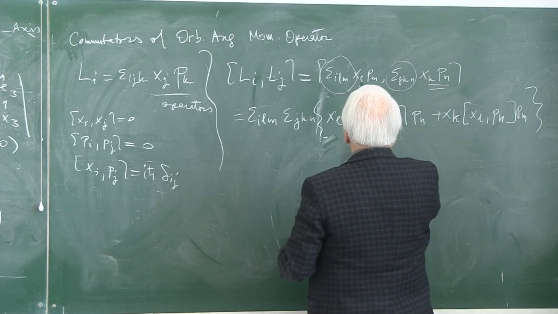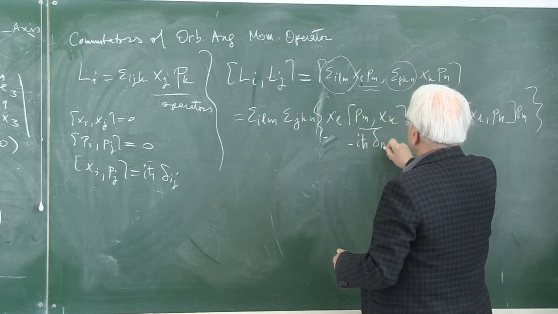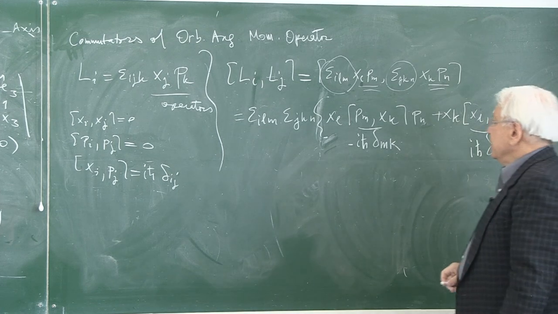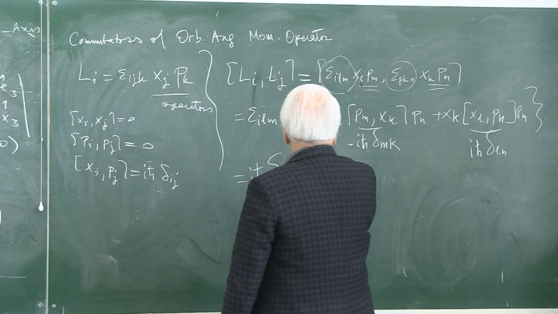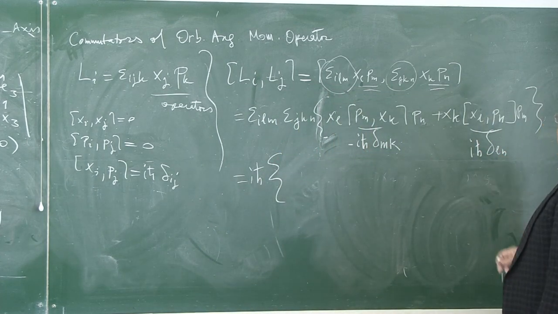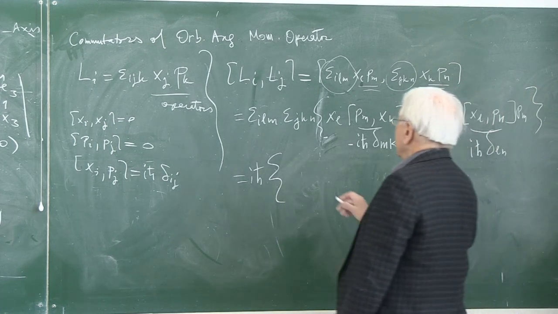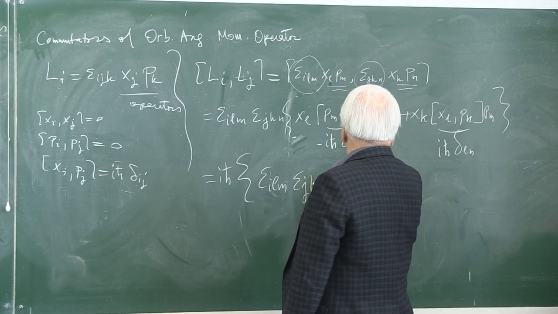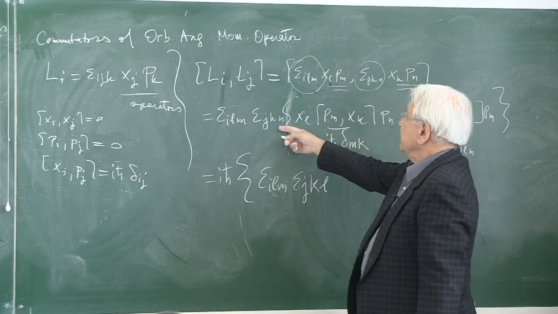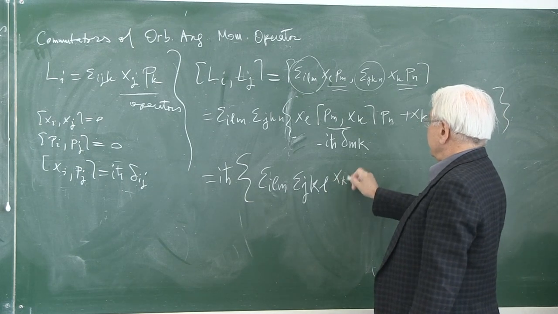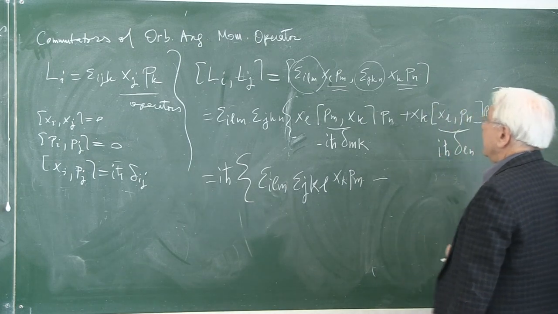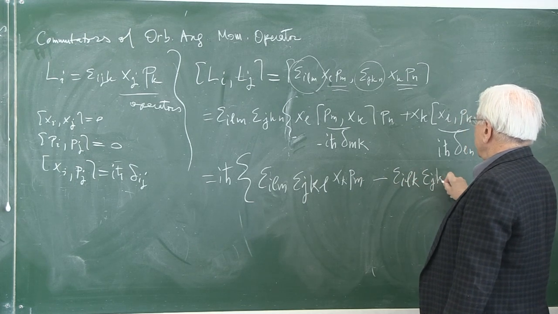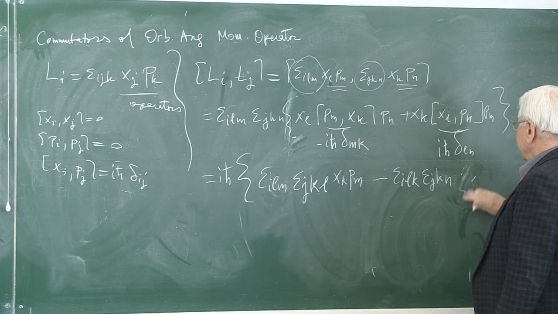What is this? i h bar minus delta_mk, i h bar with the plus sign, delta_ln. So you have i h bar overall, and this term enables you to identify l with n. So it is epsilon_ilm, epsilon_jml, because l with n, this I replace with x_k p_m. And here, similarly, you identify m with k, so epsilon_ilk, epsilon_jkn, p_l, sorry, x_l p_n.